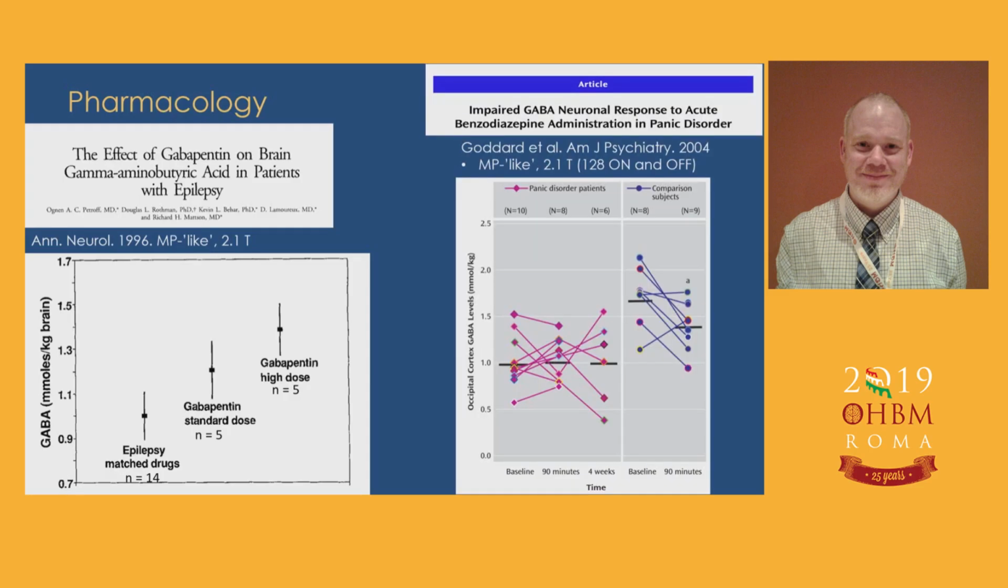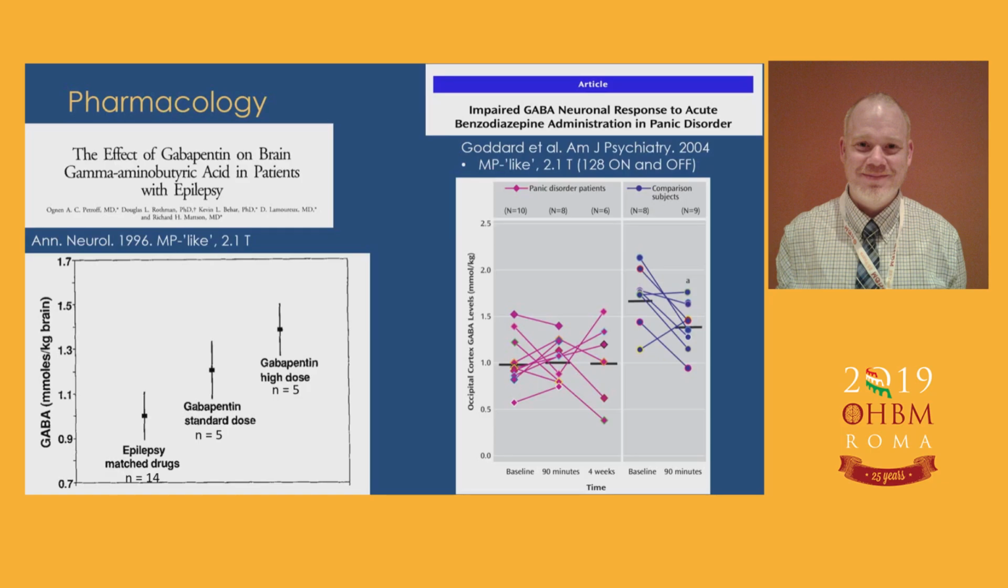However, this doesn't always work. In another study where they looked at the GABA response to acute benzodiazepine administration in panic disorder, they gave patients with panic disorder as well as comparison subjects benzodiazepines. In this case it was clonazepam. Benzodiazepines increase the efficacy of GABA receptors, but there's also this idea that it actually affects the glutamic acid decarboxylase, so affects the production of GABA. So what they did here is they gave these patients benzodiazepines and measured GABA levels acutely after giving them these drugs.